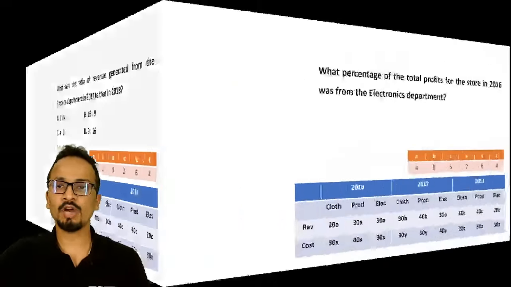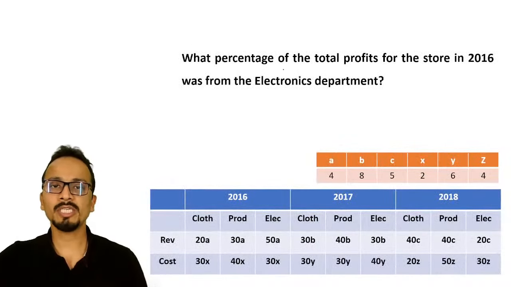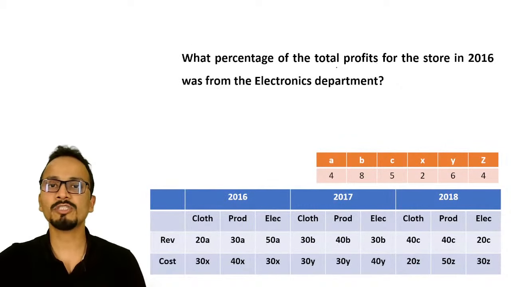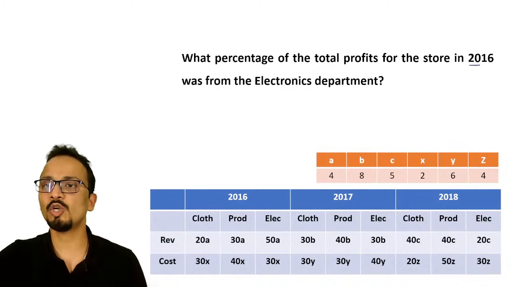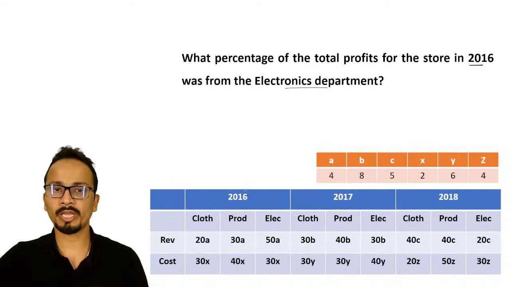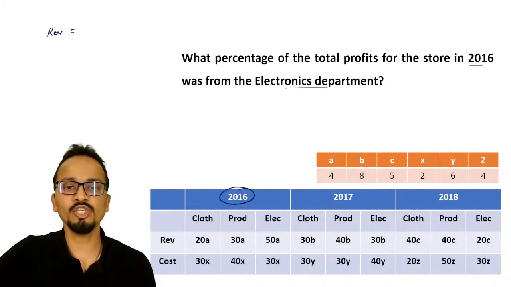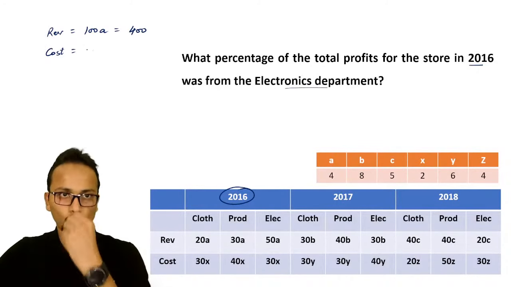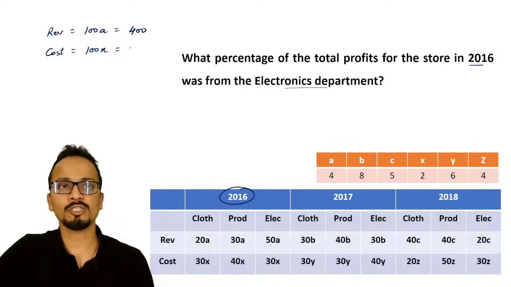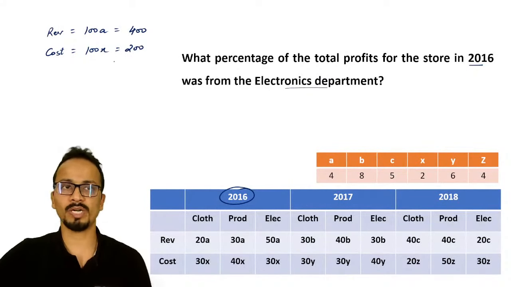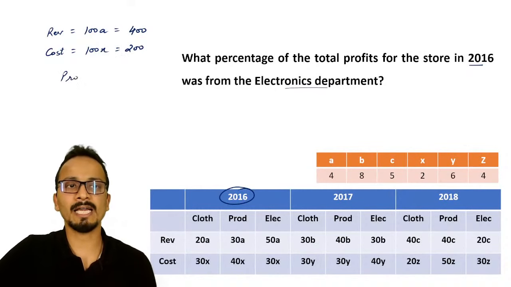Okay. Now let's move on to the third question. What percentage of total profits for the store in 2016 was from electronics department? So they are talking about 2016. So in 2016, the revenue is 100A. The value of A is 4. So revenue is 400 and the cost is 100X. All right. So that is 200. The value of X is 200. So total profit, I can say that for this year is 200 rupees.